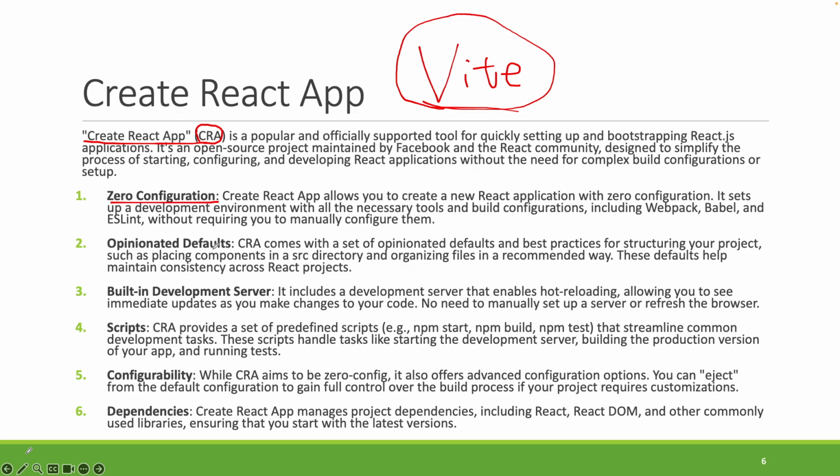It has opinionated defaults like the default port number, but you can change it, and also opinionated defaults like the project structure, the file structure. Okay. A set of opinionated defaults, best practices for structuring our project, like placing components in the src directory, okay, organizing in recommended ways. You can change it by yourself if you want, okay.